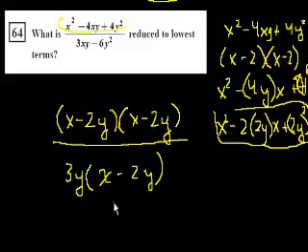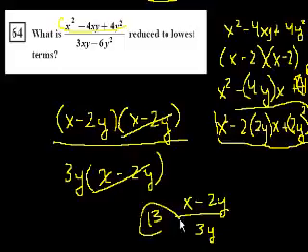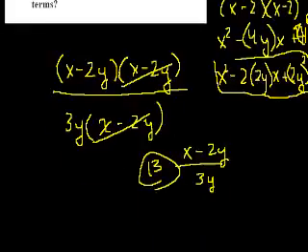And let's see. If we assume that x does not equal 2y, right, because then this would be undefined, we can cancel these two out. And you're just left with x minus 2y over 3y. And that is choice B. Problem 65. They want us to do it again.